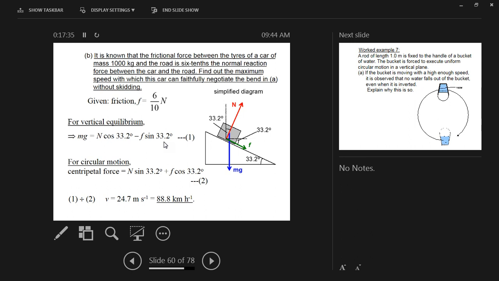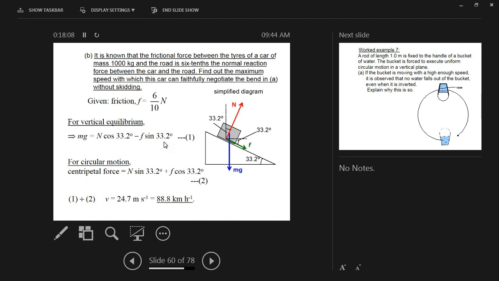The only unknowns in these two equations are your v and n, the normal reaction. Your friction can be replaced by 6/10 n, so the friction is not a problem here because it's reduced to 6/10 n. Two equations, two unknowns. Solve them, you should end up with the answer. Some of you say just use GC, can. You just key into the GC the values, then you get a final answer, can.